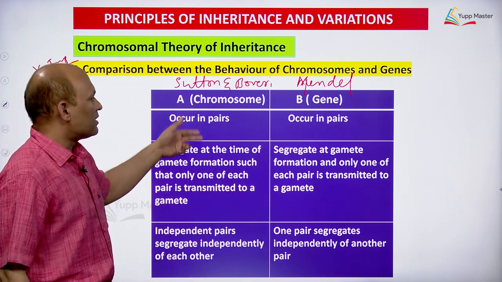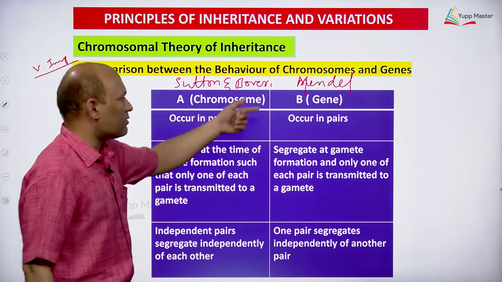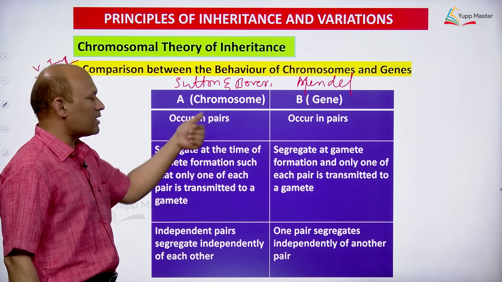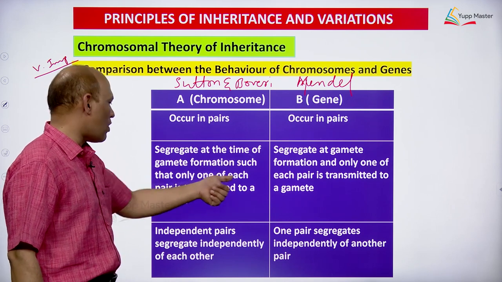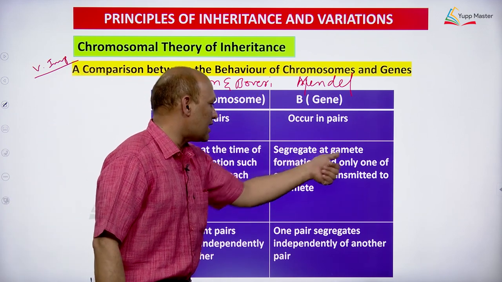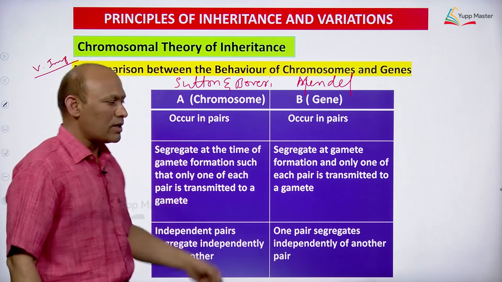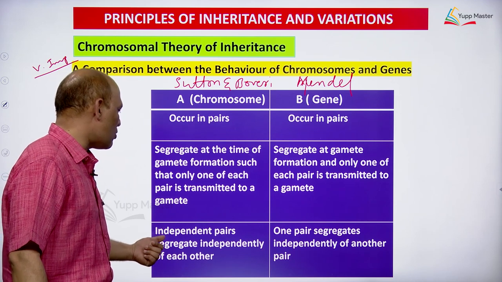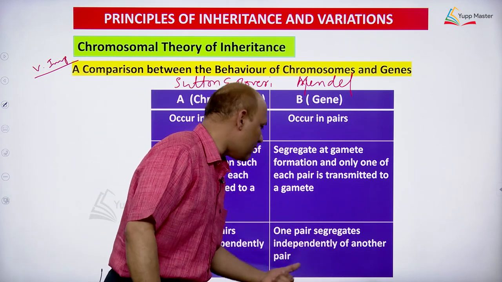You see, Sutton and Boveri said chromosomes occur in pairs. Mendel said genes occur in pairs. Then Sutton and Boveri said chromosomes segregate at the time of gamete formation, such that only one of each pair is transmitted to the gamete. What Mendel said is that genes, or factors, segregate at the time of gamete formation, and only one of each pair is transmitted to a gamete. Sutton and Boveri said independent pairs of chromosomes segregate independently of each other. Here, one pair segregates independently of another, dear students.